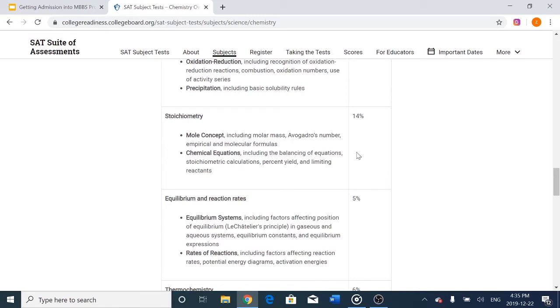Chemical equations, you're gonna need to know how to balance equations, simple stuff. Stoichiometry calculation, percent yield, limiting reactants, make sure to know this. There is always a question on limiting reactants.